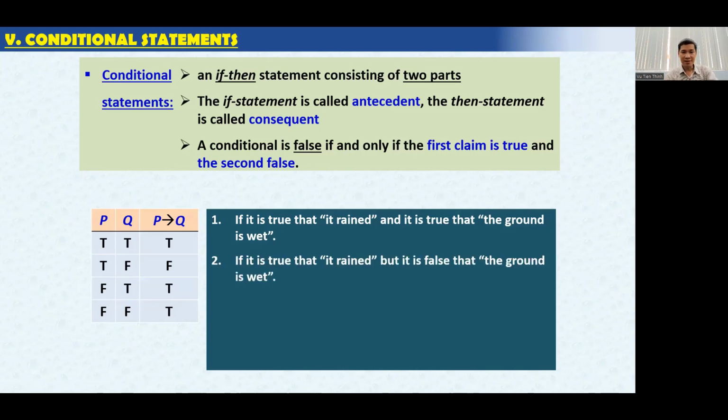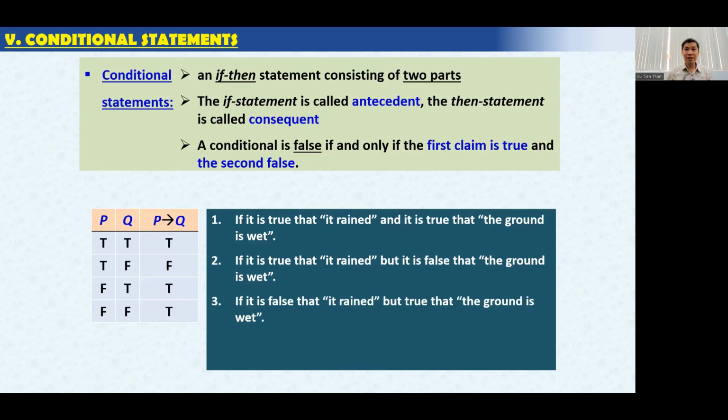What about the second one? It is true that it rained, but it's false that the ground is wet. It rained. Look up into the sky, it's raining. The ground should be wet, but now the ground is not wet. Illogical, false.